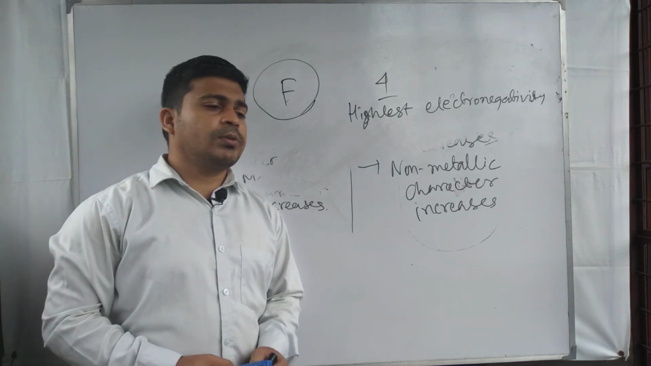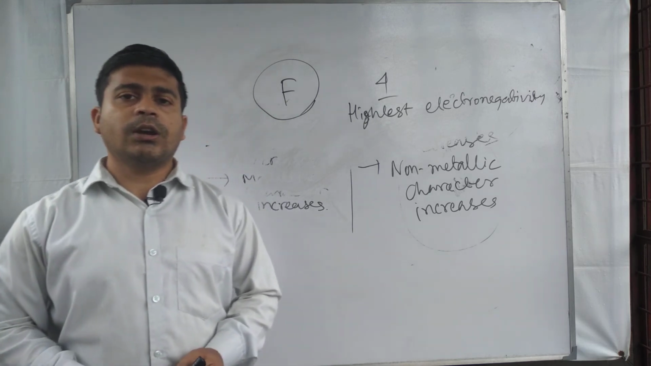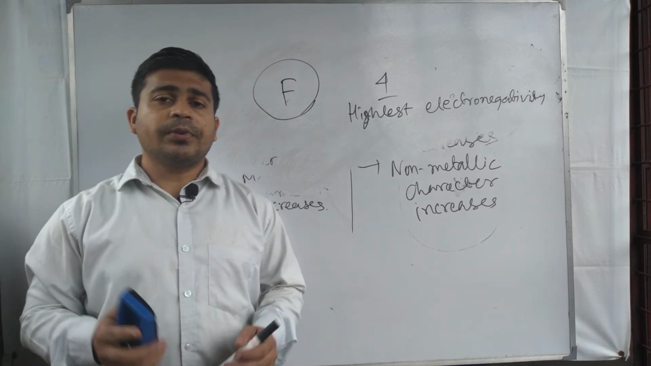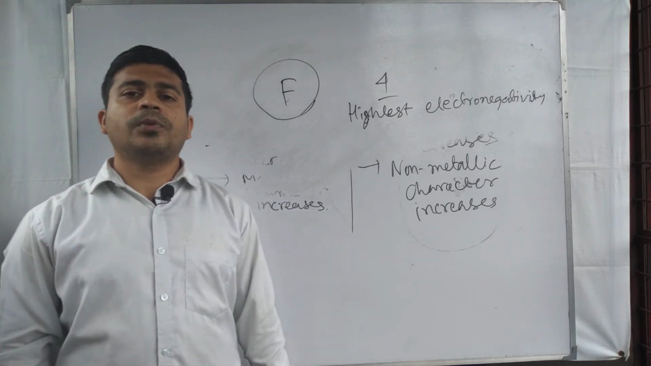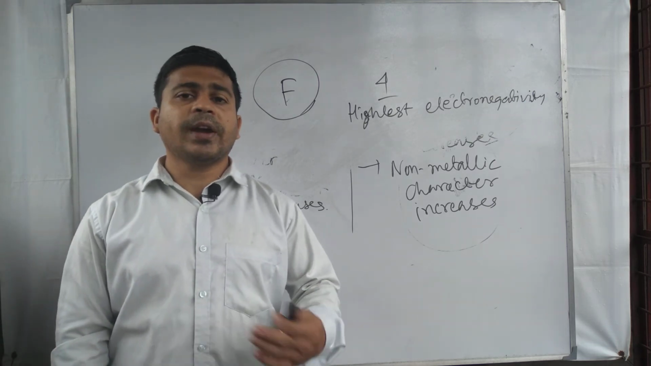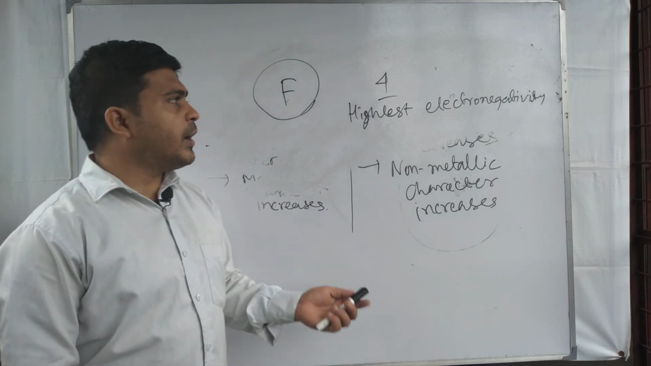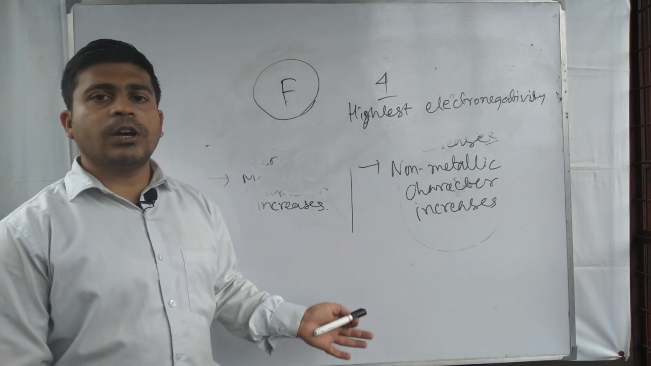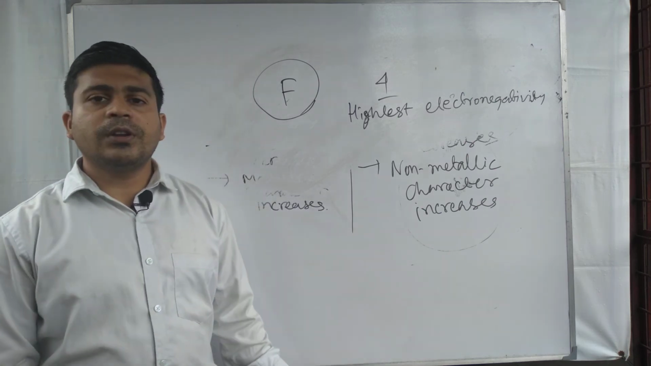So this is the discussion about electronegativity: what electronegativity is, the scales for measuring electronegativity, the factors that affect the electronegativity value, the variation of electronegativity, and the elements that have maximum electronegativity. I tried to discuss this topic with full explanation, and it is completed right now.